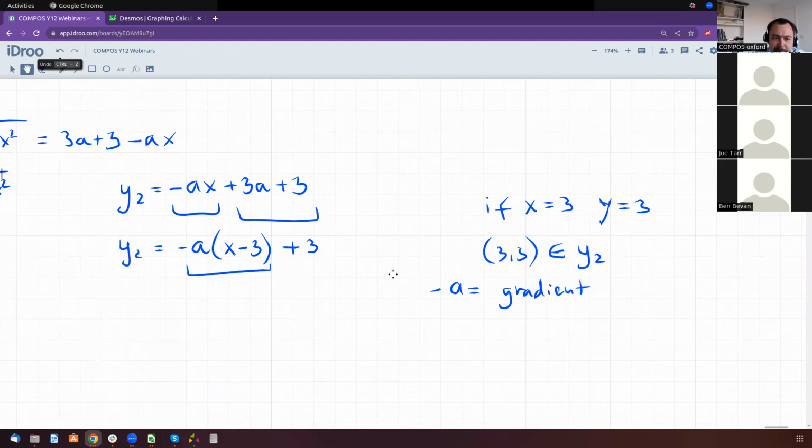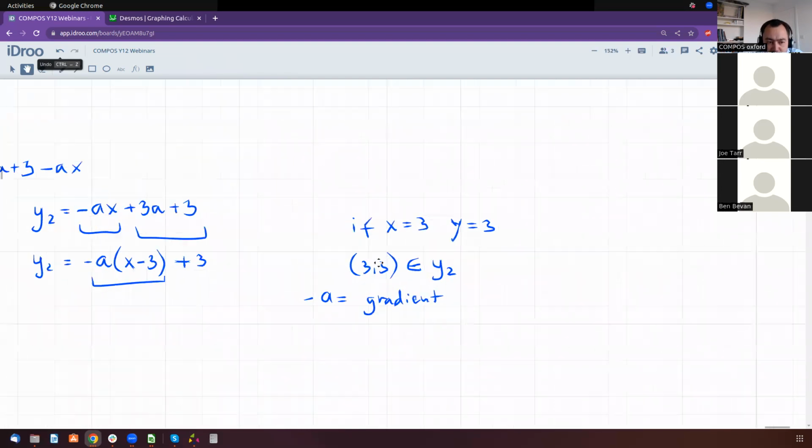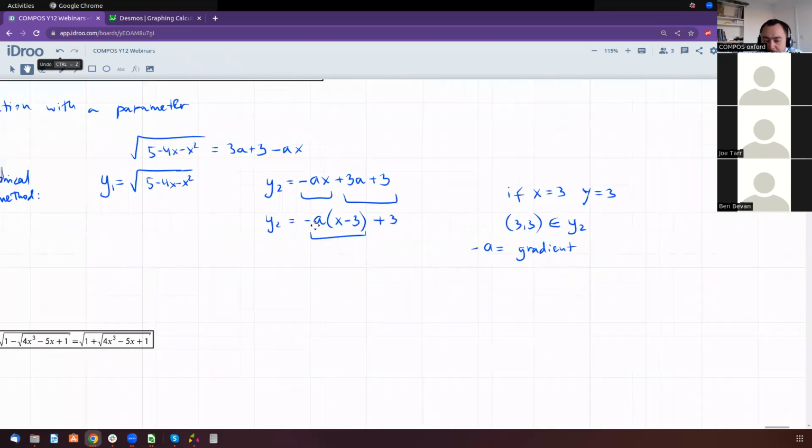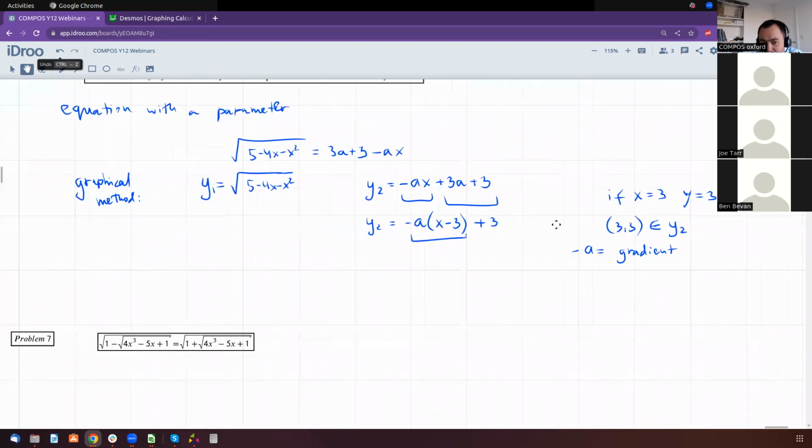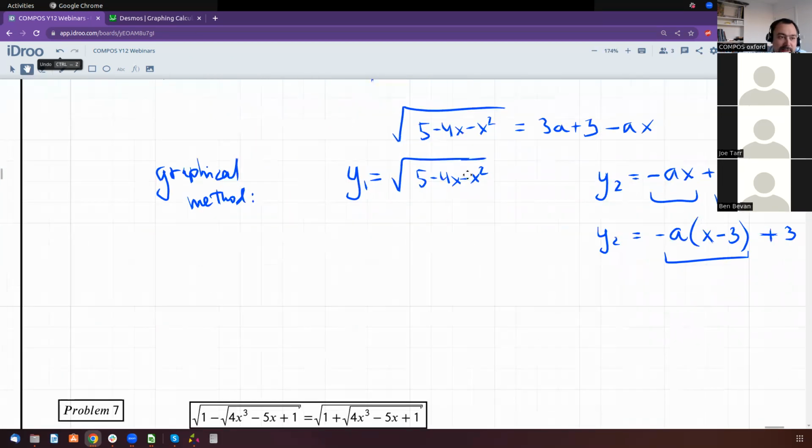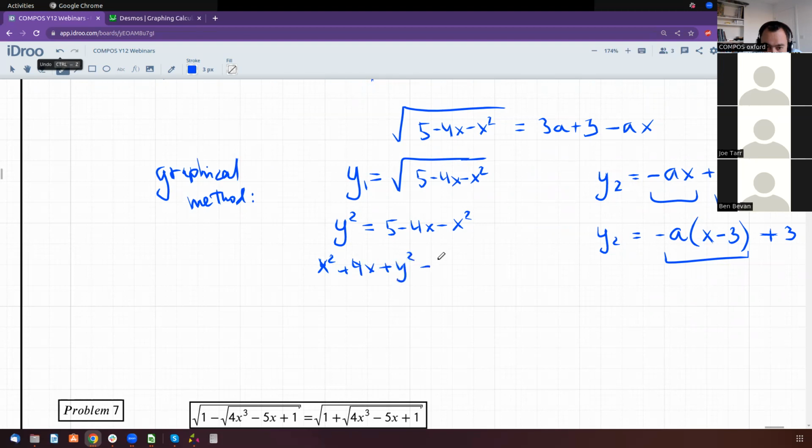And that's already something. It's a straight line going through 3, 3, and a determines the gradient. Let's look at the first equation on the left-hand side. It looks horrible. Let's try squaring it. So y squared is equal to 5 minus 4x minus x squared, which gives x squared plus 4x plus y squared minus 5 equals 0.